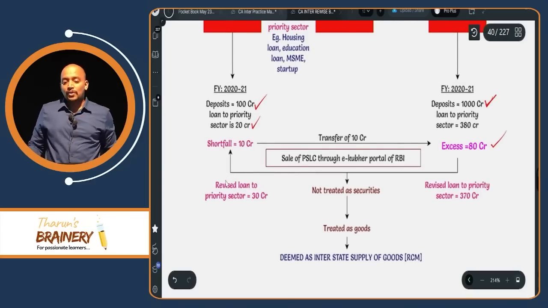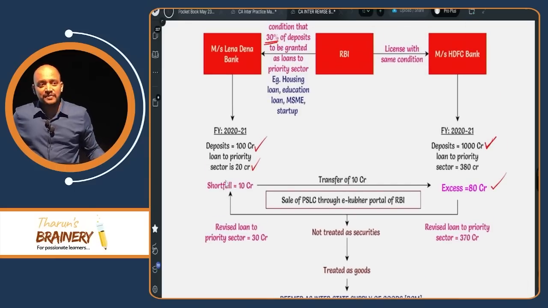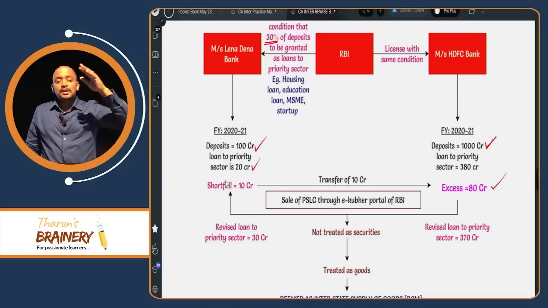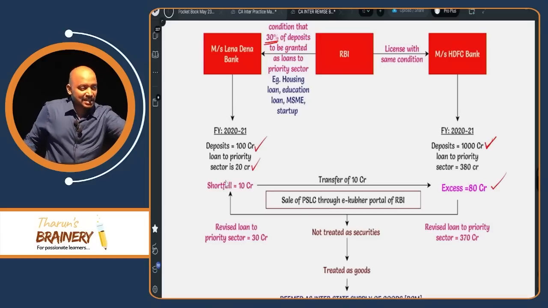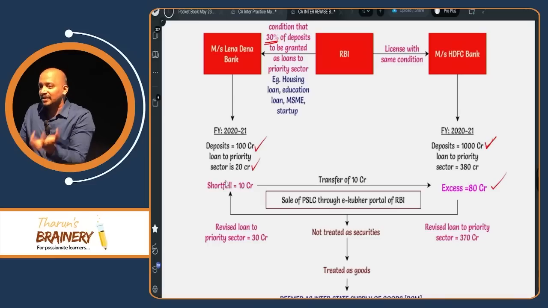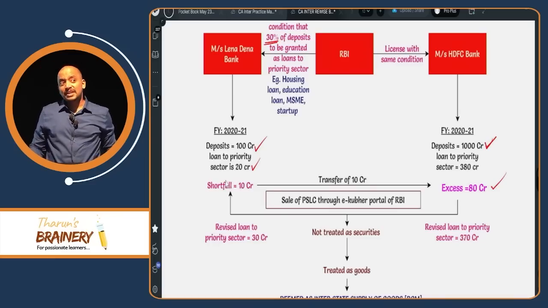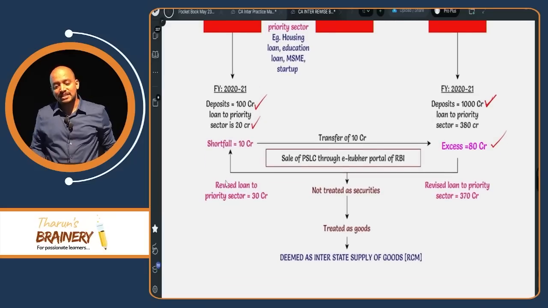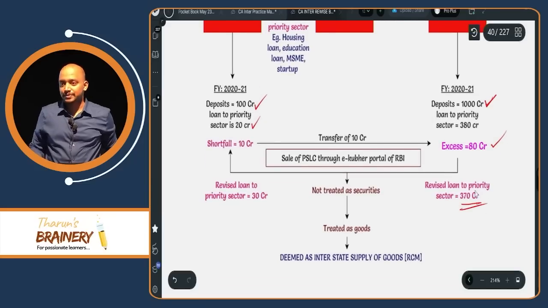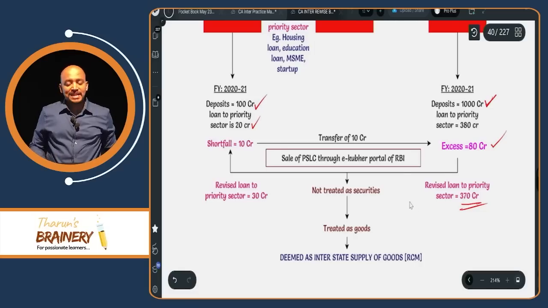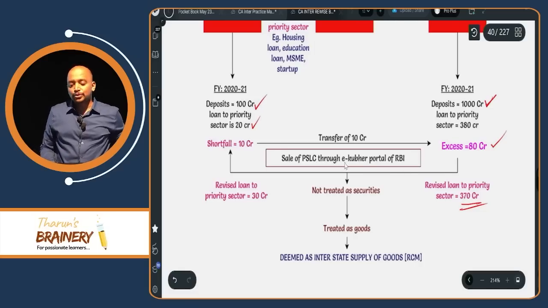Okay. Now, what is the advantage of this to HDFC? Already HDFC gave the loan, an excess of 80 crores. Now, by selling the priority sector lending certificate, they get 10 crores in liquid cash. So, using that, they can again make a further loan. So, what is the revised loan to the priority sector by HDFC? 370 crores. Now, this transaction of sale of PSLC will happen through the e-Kuber portal of RBI.